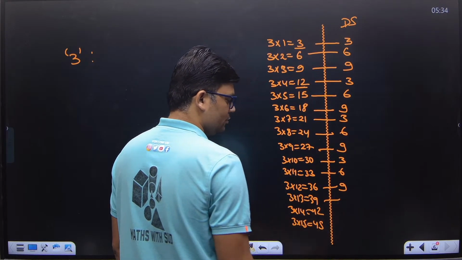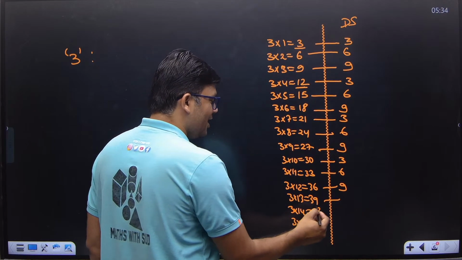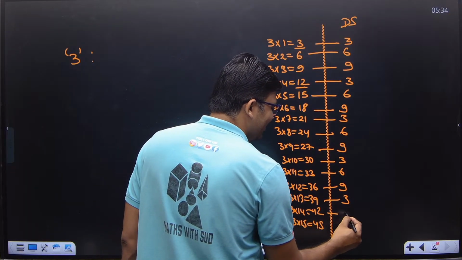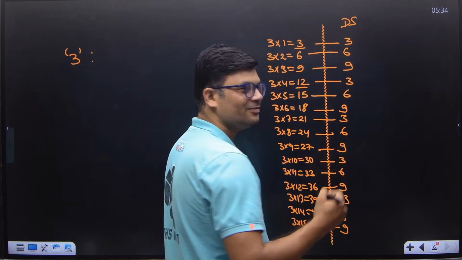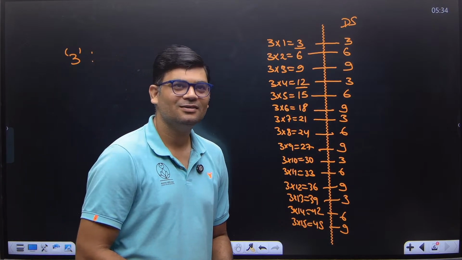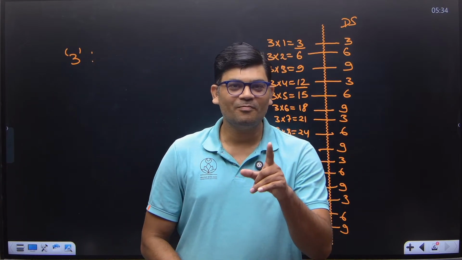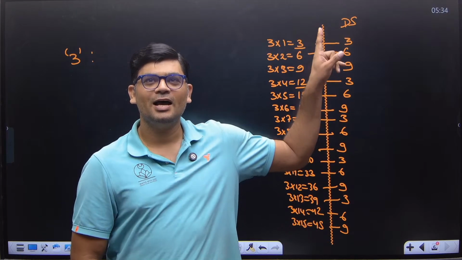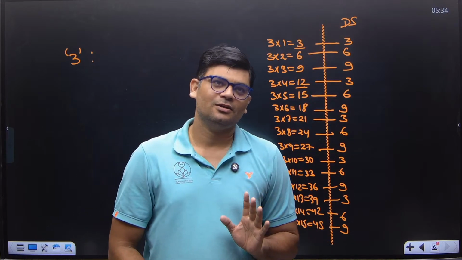Wait, it just goes in a pattern, right? Yeah. It is you who found the pattern today. Good one. So what is the pattern? The digital sum of the number is either 3, 6 or 9.